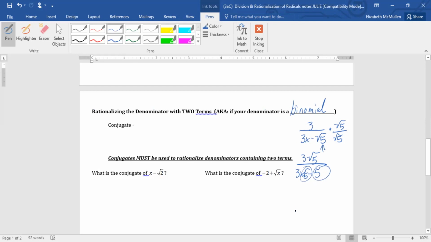We need another method. All right, so what we need here is to use something called the conjugate. All right, which means the same number, opposite middle sign.